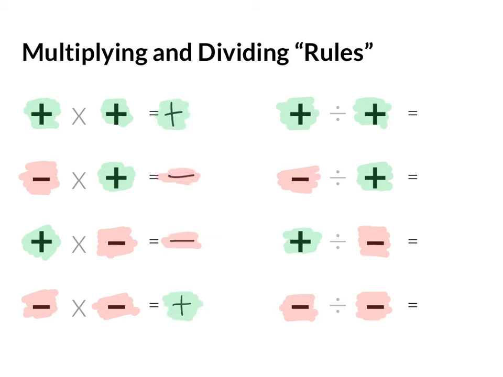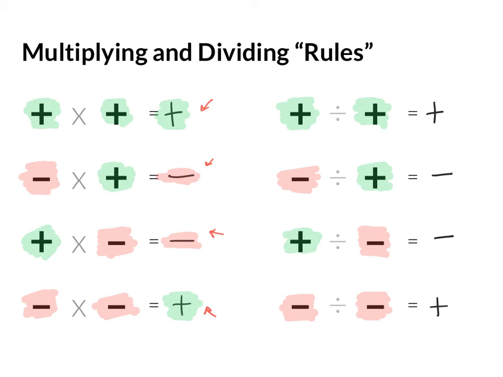Check out those patterns. Whenever I had 2 of the same sign, like in this one and down here in this one, it gave me a positive answer in the end. And when I had 2 of different signs, it gave me a negative. The same is going to hold true for dividing. Divide 2 positives, get a positive. Divide a negative and a positive, get a negative. And then all the way at the bottom, if I divide 2 negatives, it's going to give me a positive.